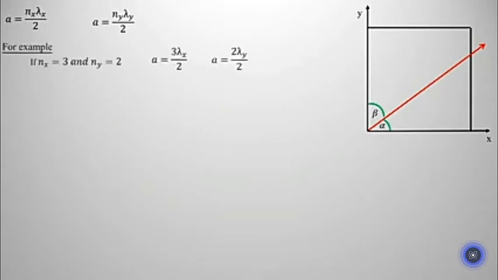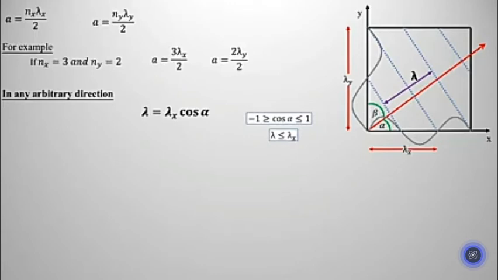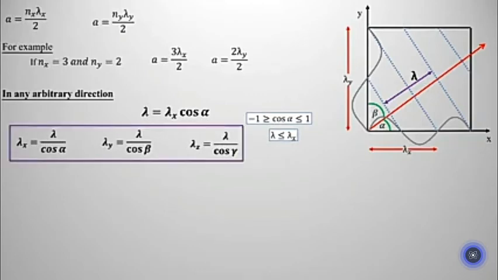To understand this, let's take an example of a wave having modes nx equals 3 and ny equals 2. The line joining the node points in these two waves projects the wave in arbitrary directions. Let's assume that the wavelength is lambda, so the projection of lambda x on lambda will be lambda x cos alpha. As we know that cos alpha can have a maximum value of plus 1, lambda would be equal to or less than lambda x. In the same way, the y and z components of the arbitrary wave are lambda by cos beta and lambda by cos gamma.